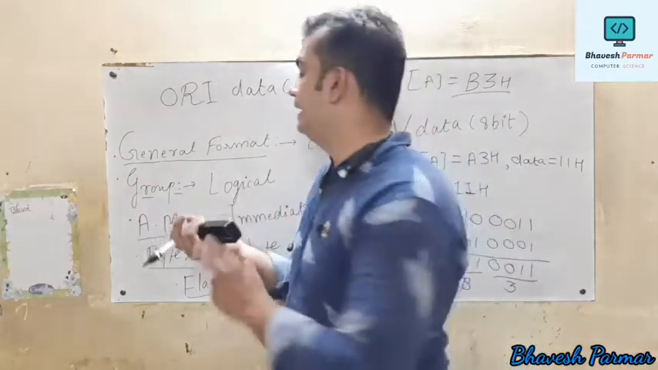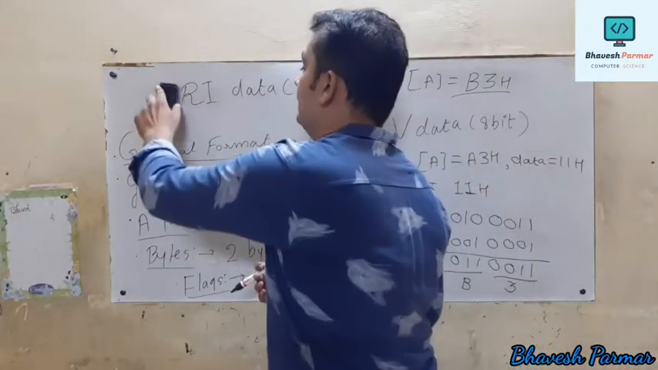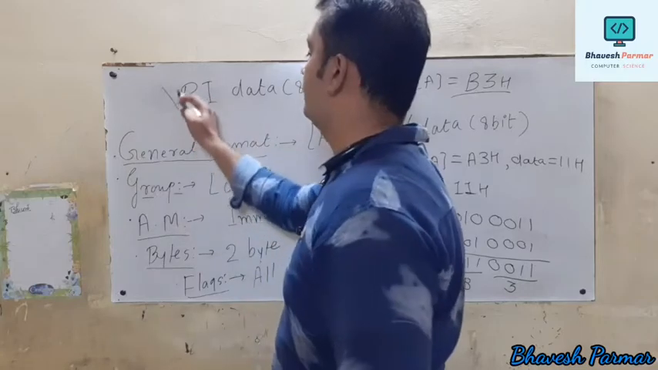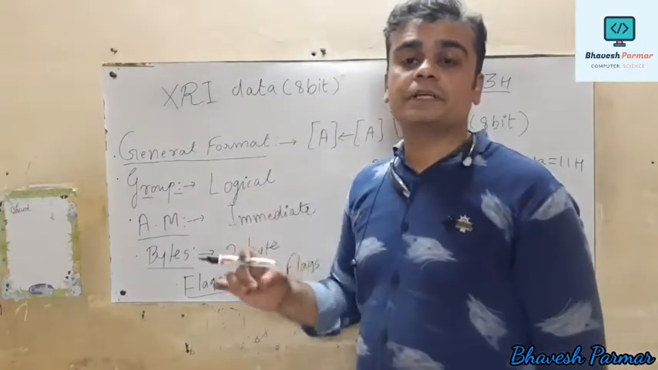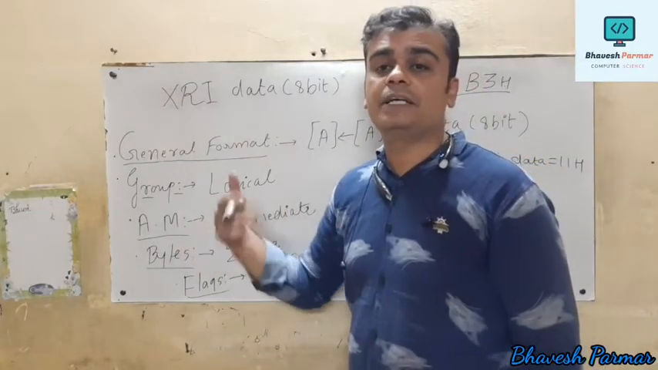Okay, now we are going to discuss the last instruction which we are going to perform on this data, and the name of the instruction is exclusive OR. That we call XRI data, that is, exclusive OR operation performed on 8-bit immediate data.